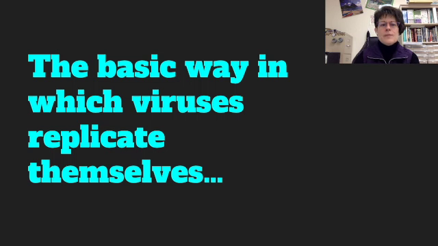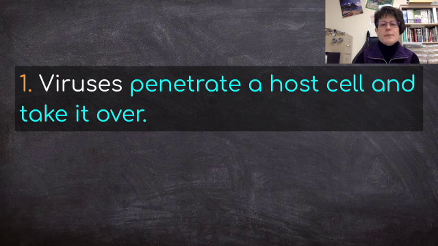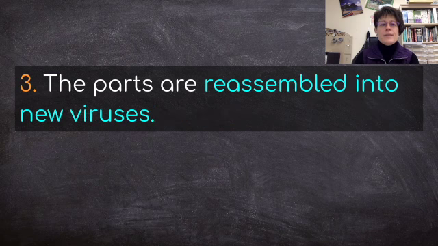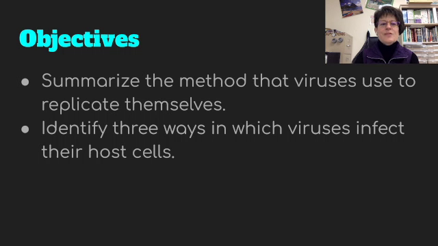So, in summary, the basic way in which viruses replicate themselves: 1, viruses penetrate a host cell and take it over. 2, they instruct the host cell to make new viral parts, because a cell is really kind of like a factory. So they take over the factory. And 3, the parts are reassembled into new viruses, just like in a factory that makes, say, cars. So our objectives today were to summarize the method that viruses use to replicate themselves and identify 3 ways in which viruses infect their host cells.